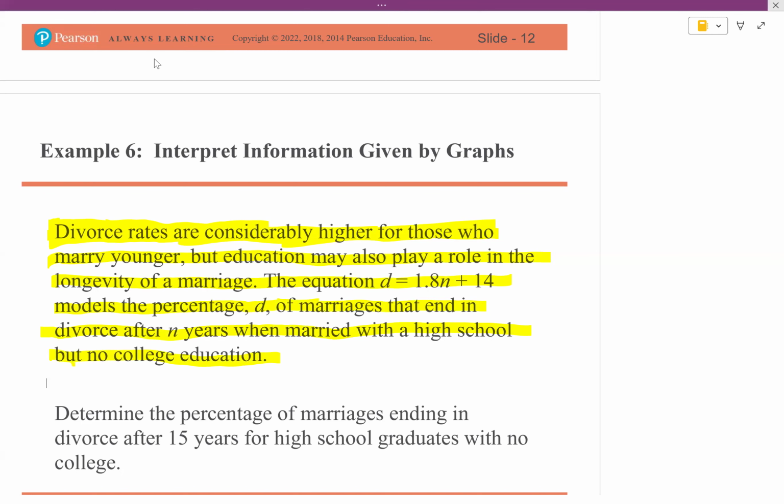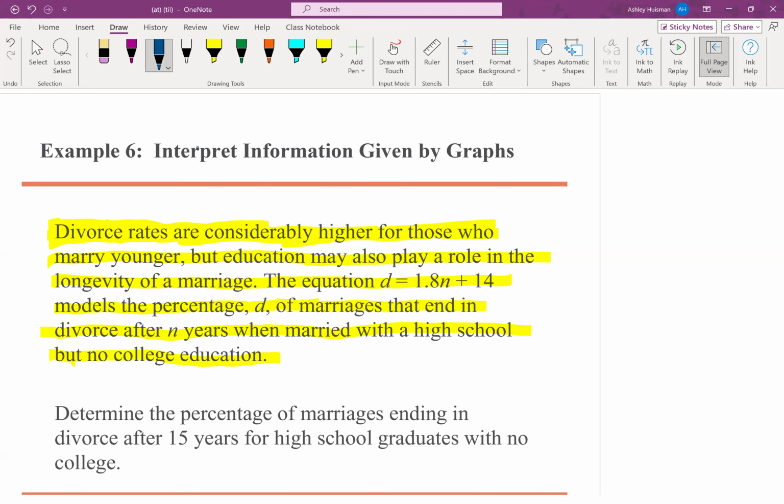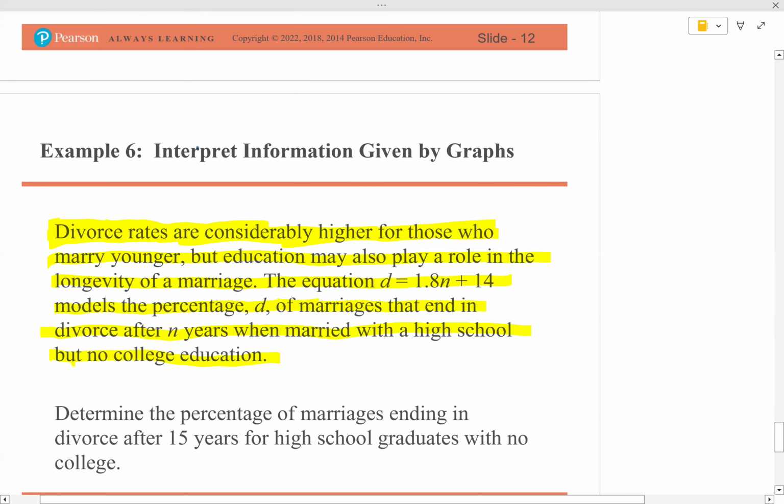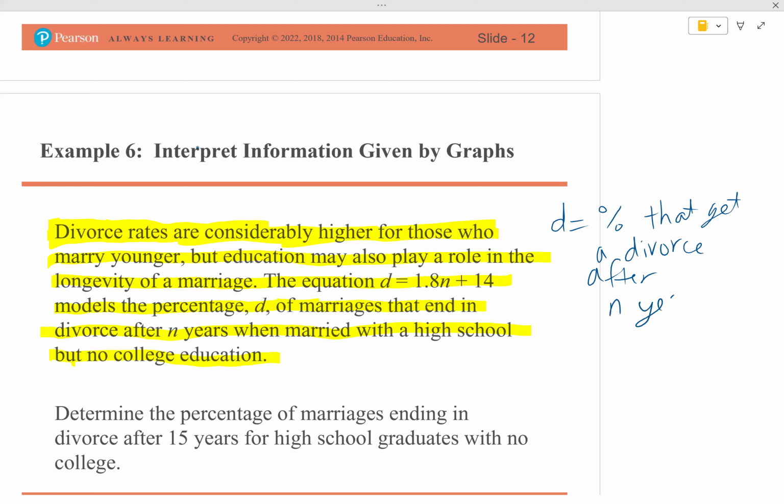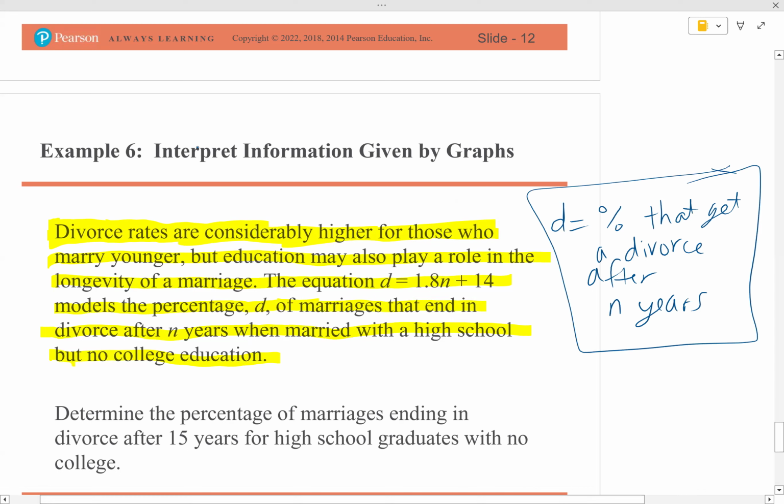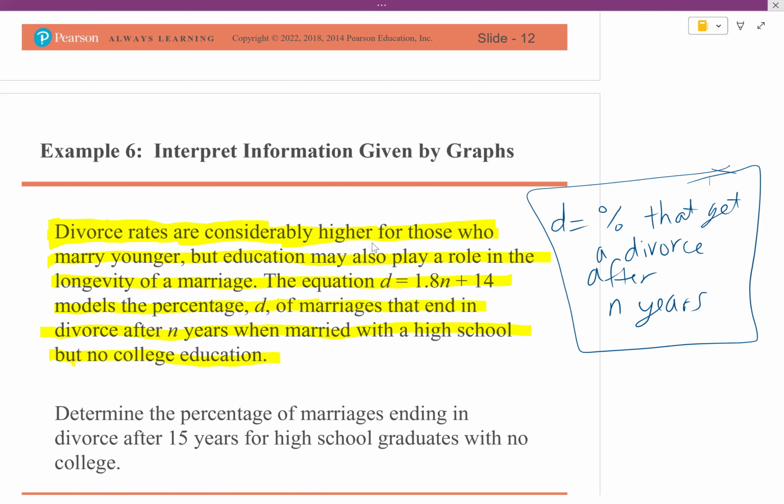D is the percent of people that get a divorce? Is that what they've meant? I think so. Okay, so D is the percent that get a divorce after N years. So N is the number of years that have passed. Okay, I guess I kind of understand that. There we go. That kind of helps me. I have to kind of write things down as I do these things.